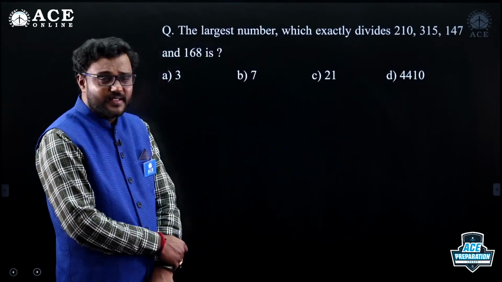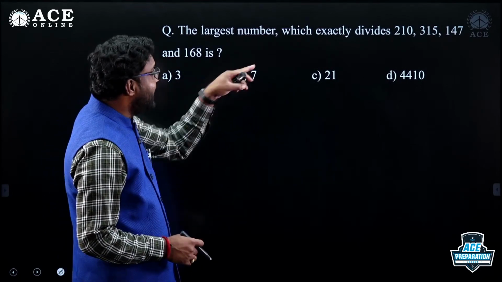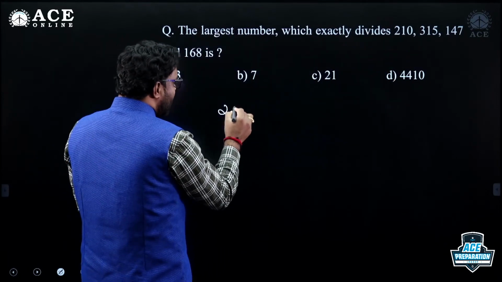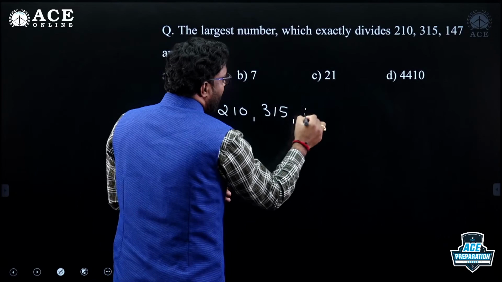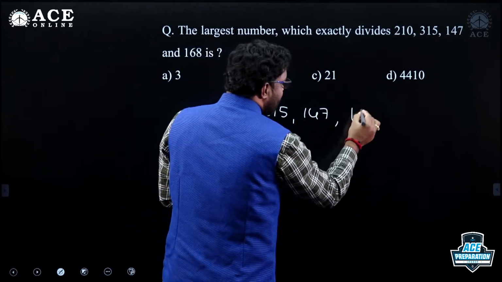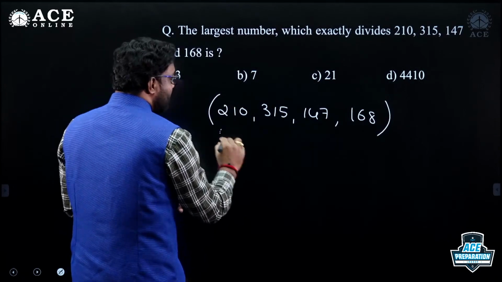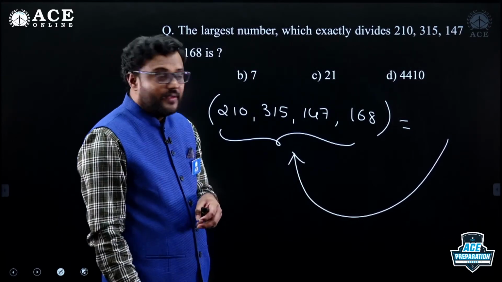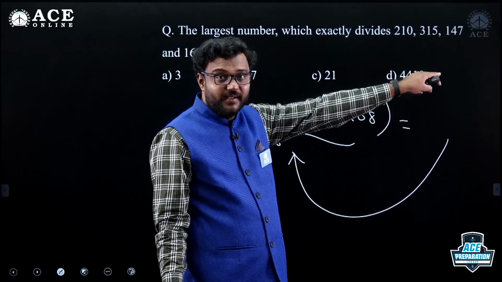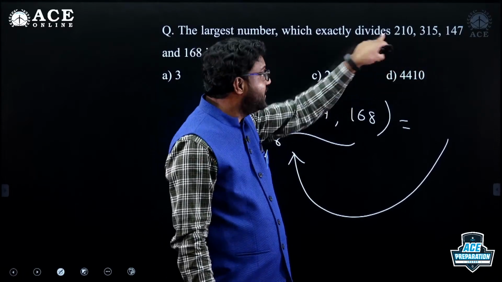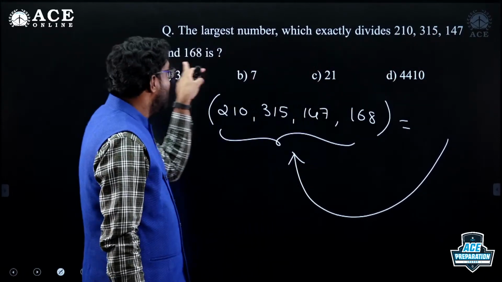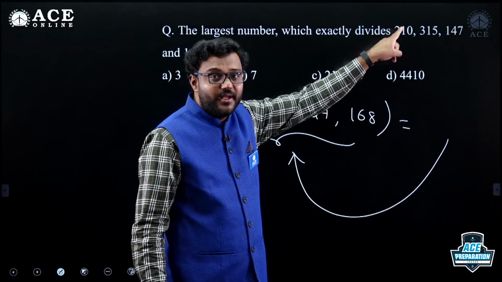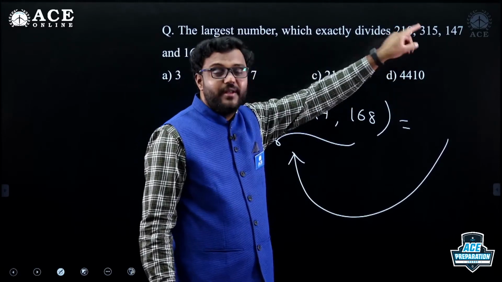So the first question, my dear friends: largest number which exactly divides these. See, these numbers are divided by something. So 210, 315, 147 and 168 are divided by something. All these numbers are divided by one number. So the option is more than the given numbers, so you have a dilemma whether to apply LCM or HCF. But here, all these numbers are divided by one number, which exactly divides these. This 210 should be divided by your answer, 315 should be divided by your answer.